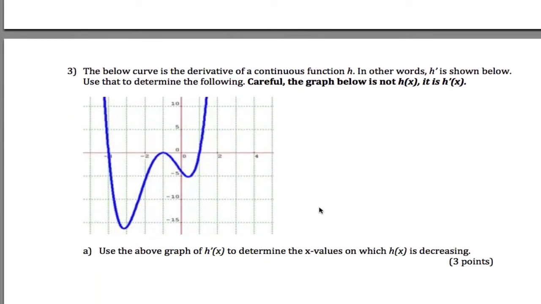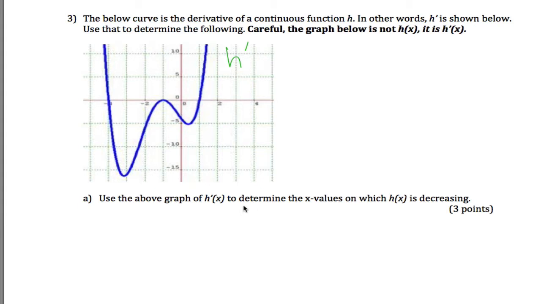All right, finally, the last problem, I guess. It says the below curve is the derivative of a continuous function h. In other words, h prime is shown. So this is h prime. This is not h. This is not my function. This is my derivative. That's what I'm getting at here. Answer the following questions. When is h decreasing?